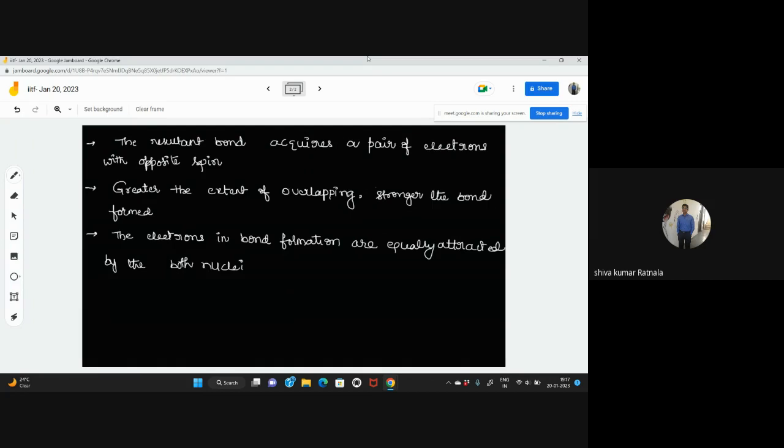Okay, students? Sir, can you show it in a diagrammatic way? One second, let me complete this. I will show you how the overlapping will take place. Okay?